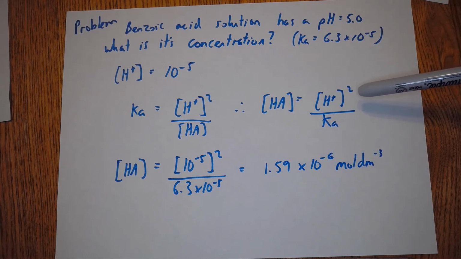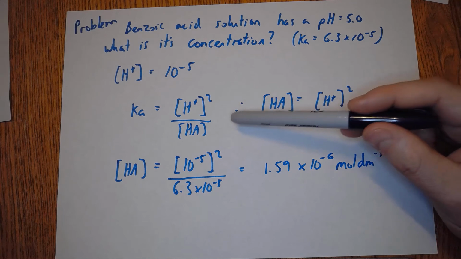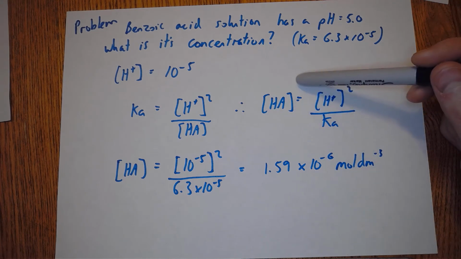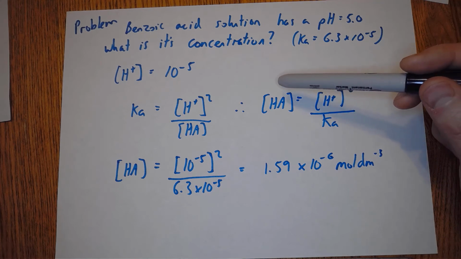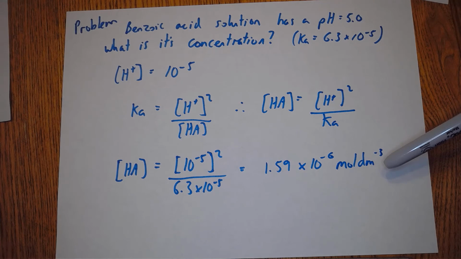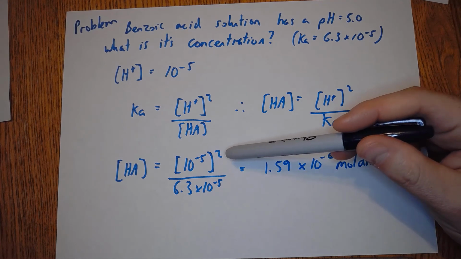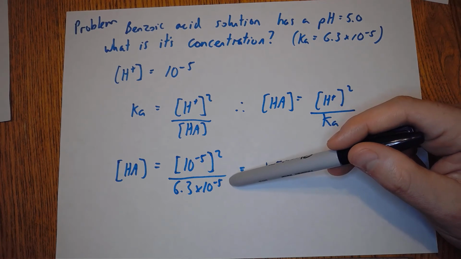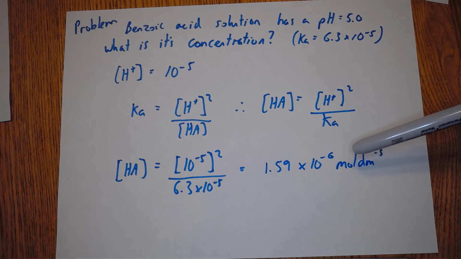Okay. But what I'm trying to find though is HA. So I want to know the concentration of the acid. So that's just been rearranged there. HA equals H plus squared over Ka. So, putting the values in, 10 to the minus 5 for the H plus, square it, divide by the Ka, and you end up with that value there.